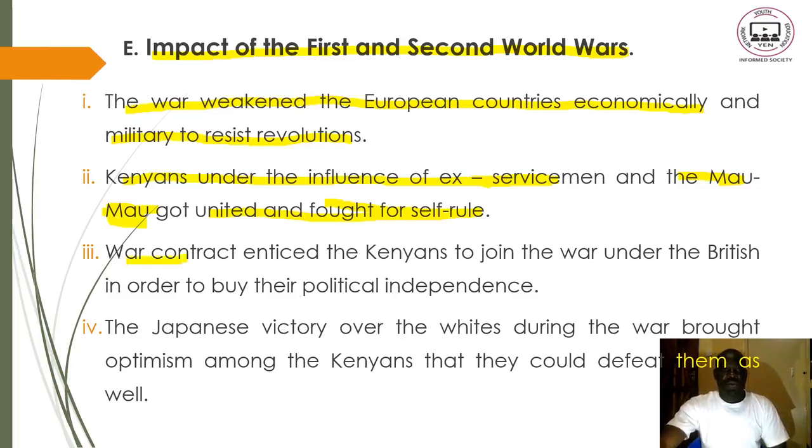And also the war contract enticed the Kenyans to join the war under the British in order to buy political independence, just as it was with India, whereby the Indians were promised that after we win the war, we are going to grant independence. So the same thing happened in Kenya, whereby the Kenyans were also promised that after we win the war, the British are going to grant independence. So it was like a war contract. And again, the Japanese victory over the whites during the war also brought some positive attitudes among the Kenyans that they could also defeat the whites. They could also do better against the whites.